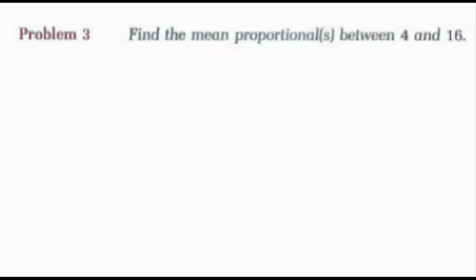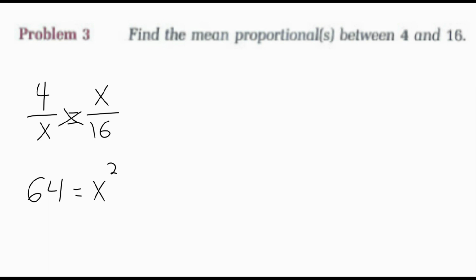Looking at problem 3, find the mean proportional between 4 and 16. So for the mean proportional, I'm looking for my means, and 4 and 16 are my extremes. So I can set up my proportion of 4 over x is equal to x over 16. I can use my means extremes product theorem to multiply out. 4 times 16 will give me 64. x times x will give me x squared. In this case, I'll take the square root. So the square root of x squared will be x, and the square root of 64 will be plus or minus 8. So x is equal to plus or minus 8.